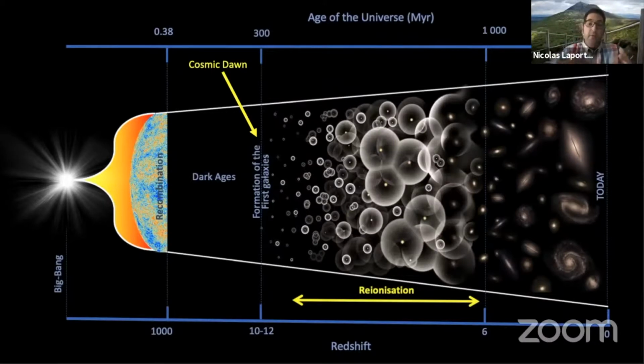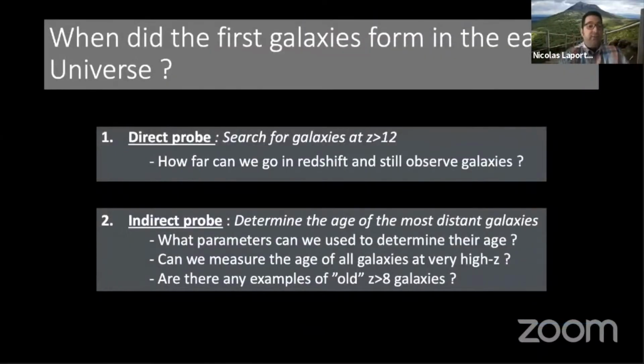So how can we probe cosmic dawn with the most distant galaxies? Well, I think you have two different approaches. You have the direct approach, where you can use the deepest data you have and try to see how far you can go in redshift and still detect galaxies. We can do that typically with the Webb Space Telescope, and we had just before a very nice talk by Guido trying to search for galaxies up to redshift 12, because that's the Webb Space Telescope limit. I'm not going to discuss this approach.